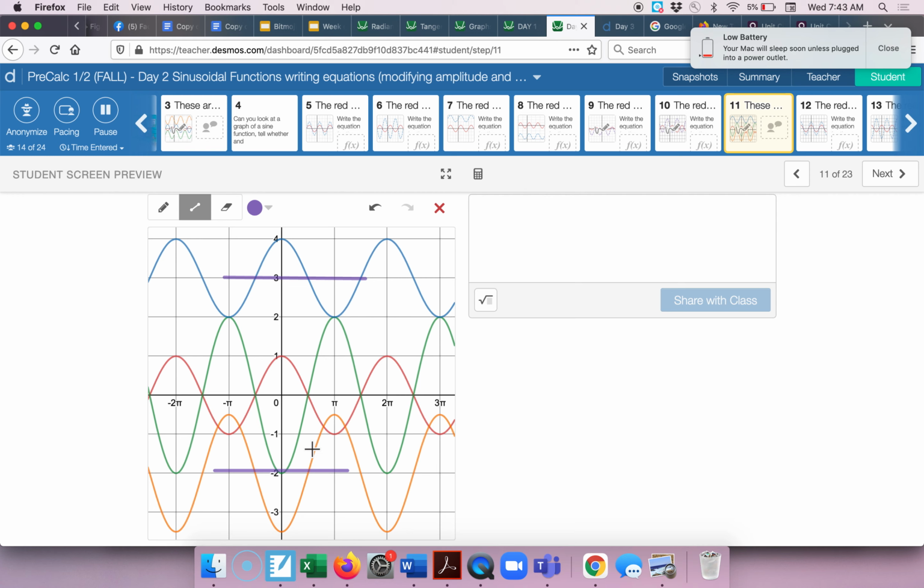All right, let's look at the green one. The green one's y-intercept starts at the minimum. So if your lowest point is where you're starting, that's negative. That's a negative cosine. And the orange one also starts at his minimum point, so he's going to be a negative cosine graph.